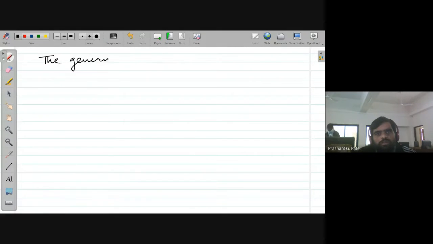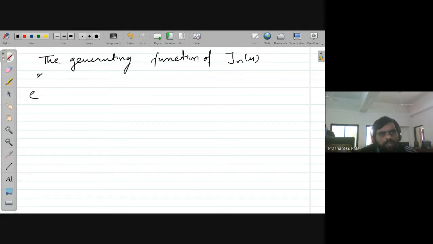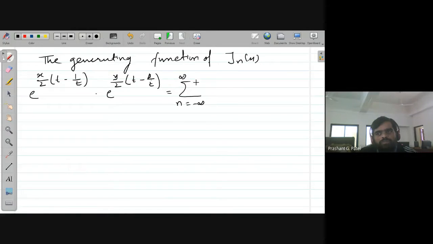So using the generating function of Jn of x, we can write e power x by 2 into t minus 1 upon t, into e power y by 2 into t minus 1 upon t, which gives you the summation, n running from minus infinity to plus infinity, of Jn of x into t power n, into the summation from minus infinity to plus infinity of Jn of y into t power n.